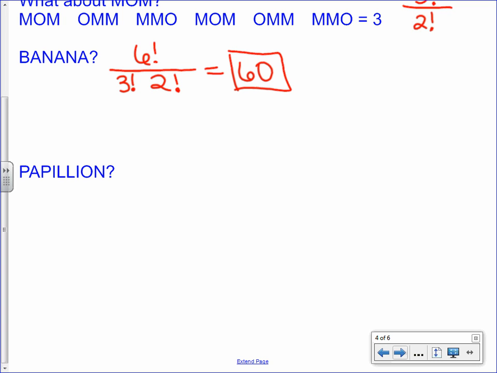Alright, how'd you set it up, Chase? I had 9 factorial divided by 2 factorial times 2 factorial. Good, and what does that give you? I don't know, my calculator's there, so. Oh, that's not good. Can somebody help Chase out? $45,360.